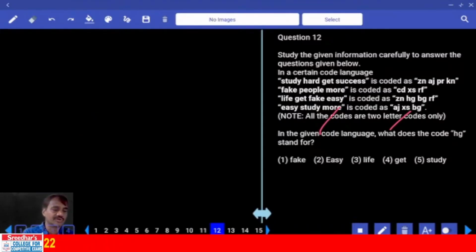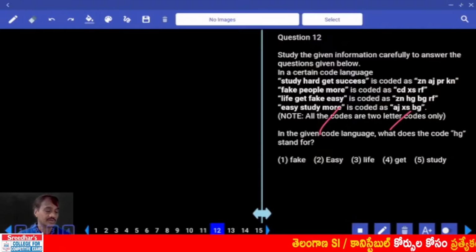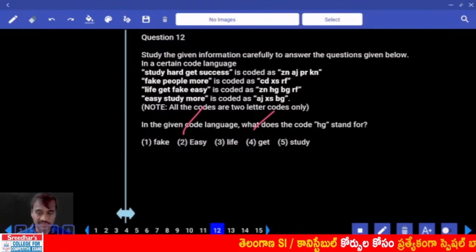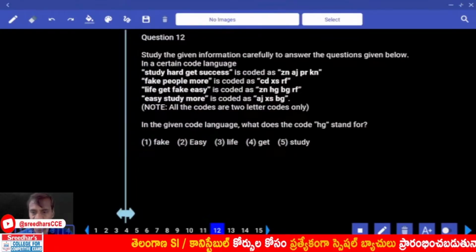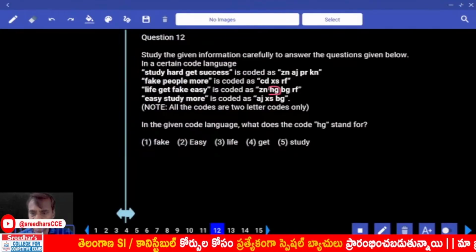Now question number 12 onwards, first or the second priority? Definitely first priority, coding and decoding. Then how many questions were given under this one? Now 3 questions. Then coming to question number 12. Now HG. Now where is this code HG? Now HG is here, isn't it?